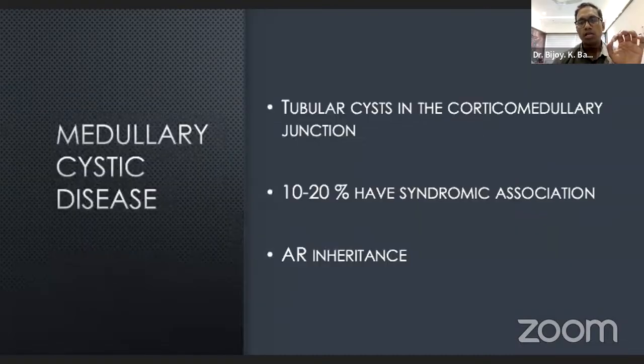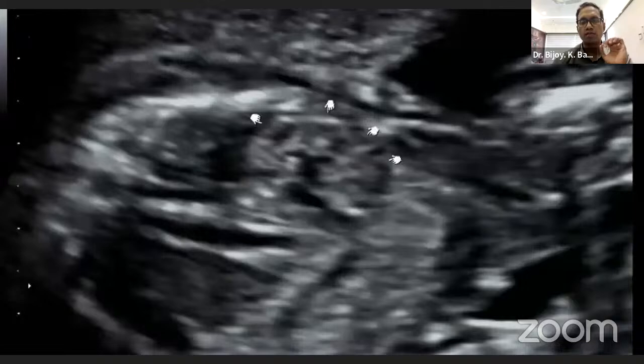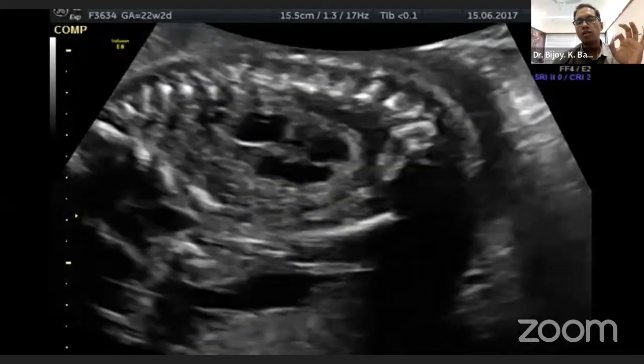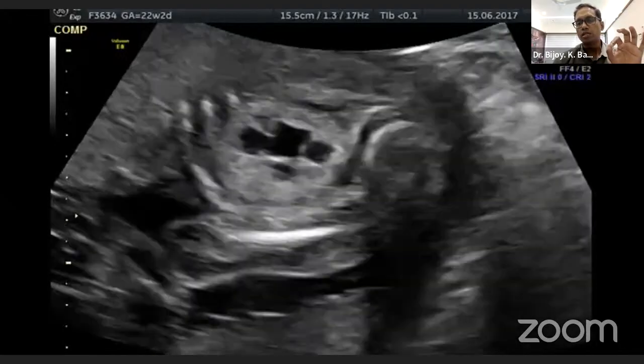The second group in this group of cystic renal disorders that points towards genetic disorders is medullary cystic kidney diseases. Now, in medullary cystic kidney diseases, the cysts are going to be present at the corticomedullary junction. Around 10 to 20% of them are going to have a syndromic association, and these syndromes are usually going to be autosomal recessive. These kidneys can appear echogenic in early gestation, and later on they can exhibit themselves as cysts in the medullary region with an echogenic cortex around it, as you can see here in the image.